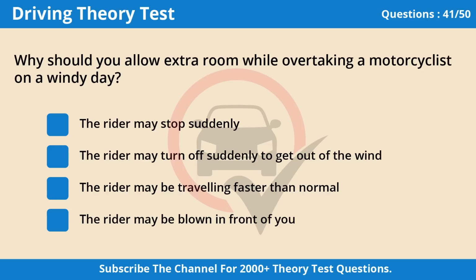Question 41. Why should you allow extra room while overtaking a motorcyclist on a windy day? A. The rider may stop suddenly. B. The rider may turn off suddenly to get out of the wind. C. The rider may be traveling faster than normal. D. The rider may be blown in front of you.